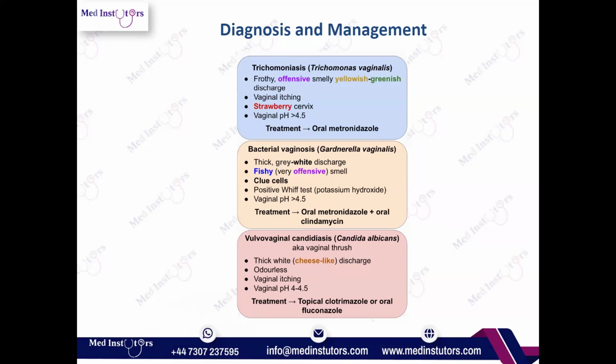Then vulvovaginal candidiasis, which is caused by Candida albicans, also known as vaginal thrush. The patient might present with thick white, cheese-like discharge, odorless, vaginal itching, pH would be normal, and the treatment is topical clotrimazole or oral fluconazole. And if in the exam you find the options of IV clotrimazole or IV fluconazole, please exclude those options, because the first line of treatment of vulvovaginal candidiasis is topical clotrimazole. Or if that is not in the options, then oral fluconazole.